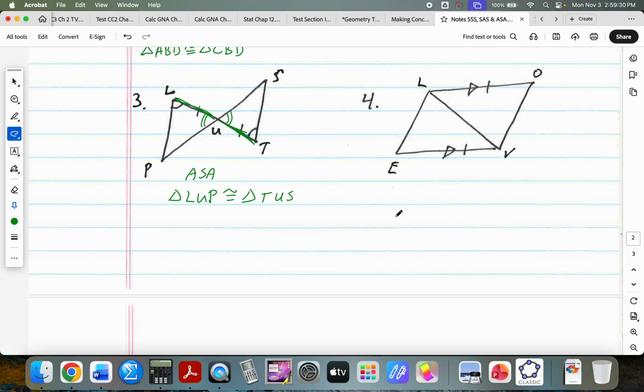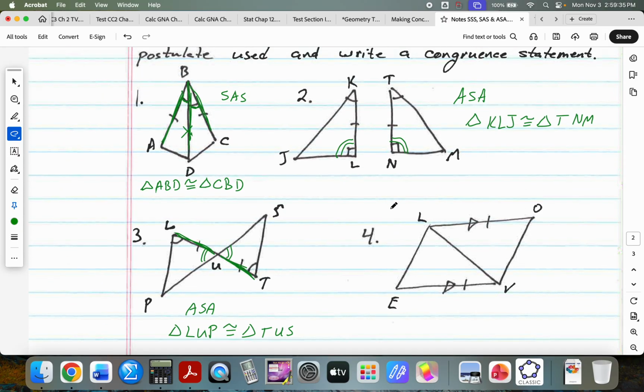TUS. Was there a congruent statement for number 2? Did I leave it off? Yeah, it's there.